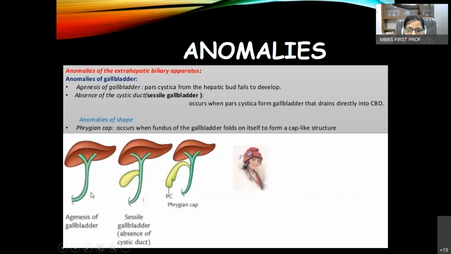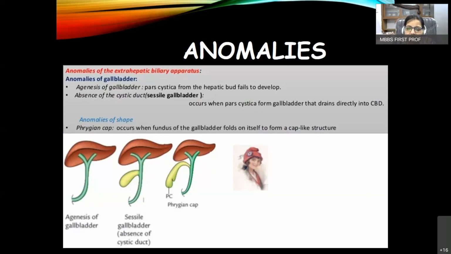And here, different anomalies of the gallbladder are shown. This is agenesis, meaning absence of the gallbladder. Pars cystica is not there. So the gallbladder is absent. There could be a sessile gallbladder, that is, the stalk is missing. It's directly opening into the common bile duct.